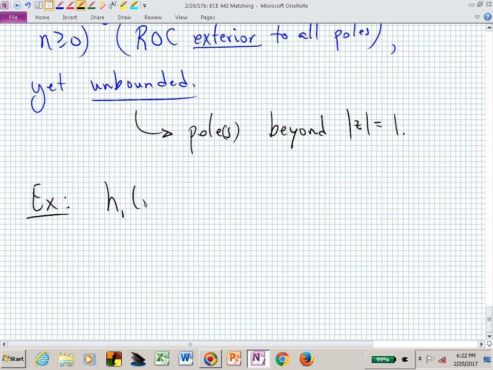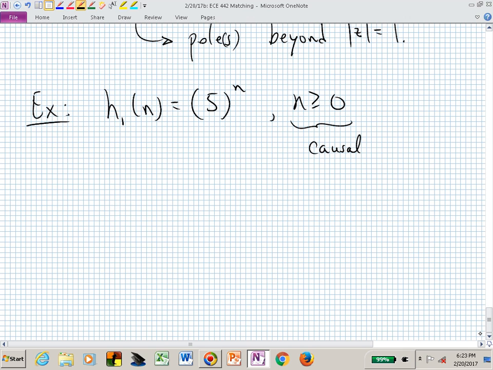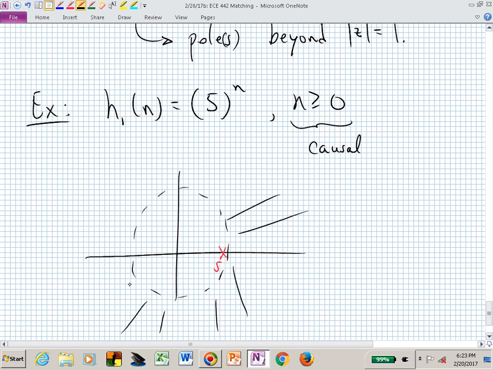Example, suppose I said h sub 1 of n is 5 to the n, and that's for a causal waveform for n greater than or equal to 0. Picture-wise, I now have a pole at 5, and my region of convergence is exterior to that. My region of convergence is unbounded. My waveform is unbounded. But those are not necessarily having to be the same.